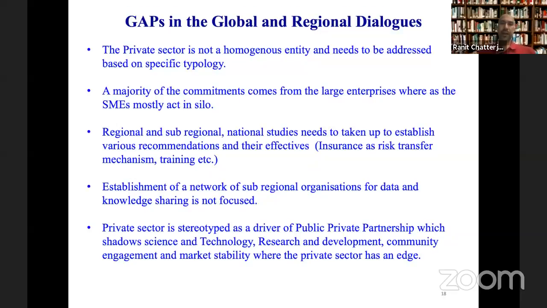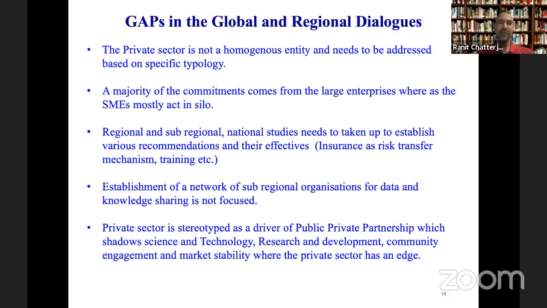So coming to the gaps in the global and regional dialogues: the private sector is treated in the regional and global dialogues as a homogeneous entity, where they say the private sector should do this. But the private sector is not a homogeneous entity, and I'll tell you how from some case studies. It actually needs to differentiate the different classifications of the private sector.